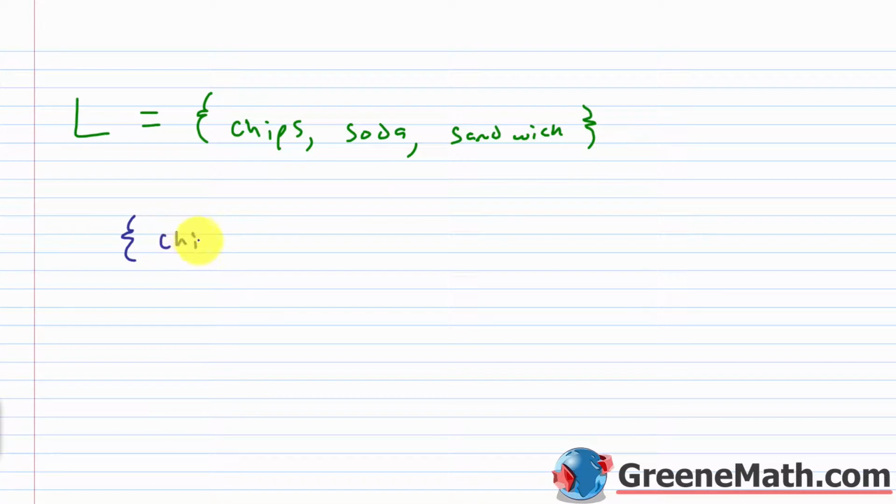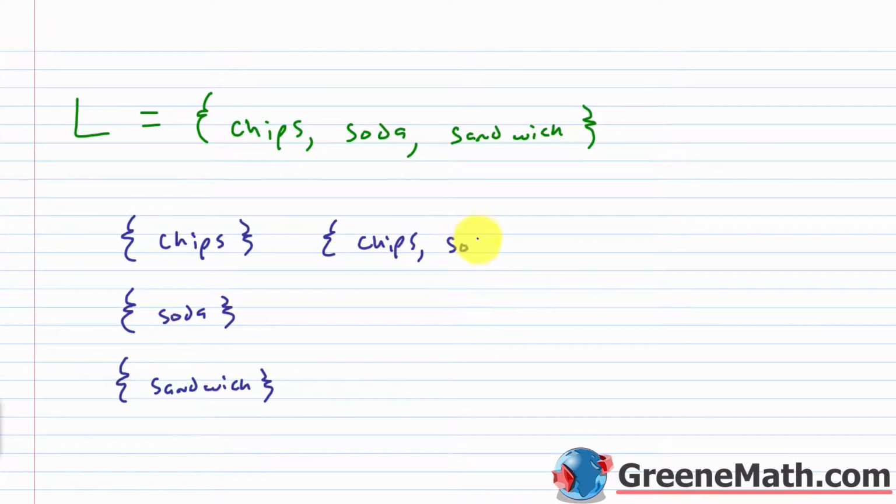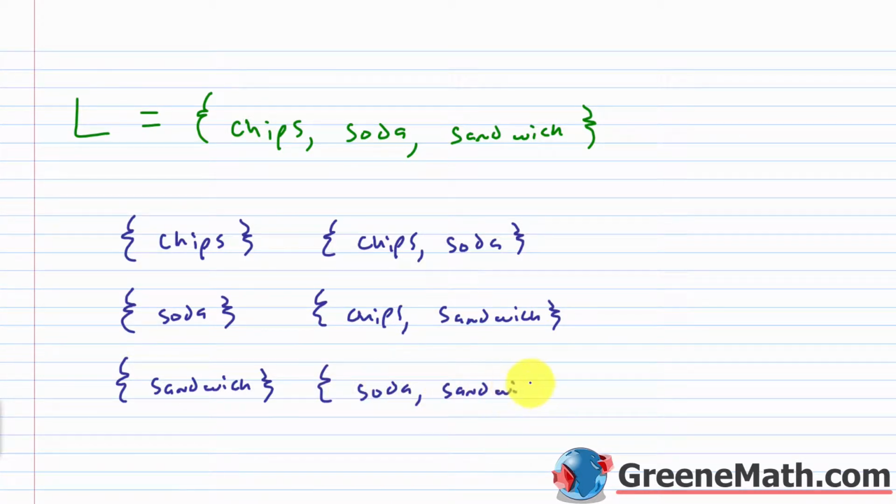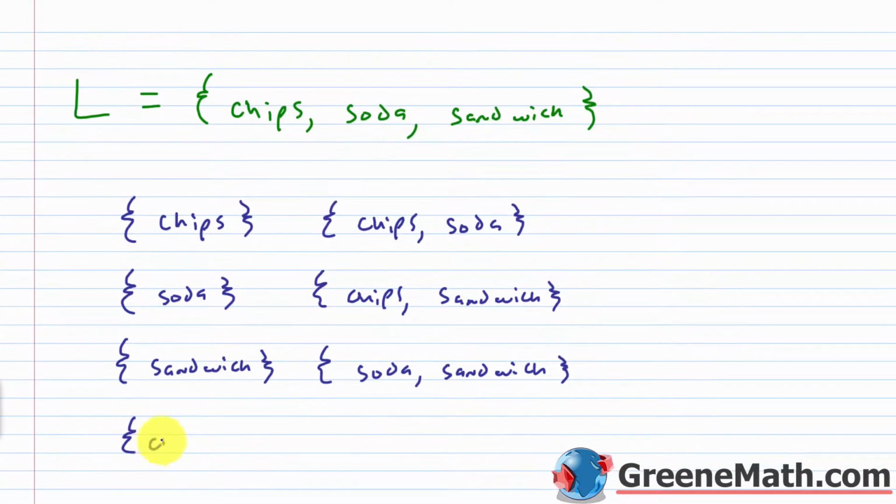Well, I could take out just chips. I could take out just a soda. I could take out just a sandwich. Now, I could take out 2 items if I wanted to. I could take out chips and soda. I could take out chips and a sandwich. I could take out a soda and a sandwich. And then I could take out all 3 if I wanted to. I could take out the chips, the soda, and the sandwich.